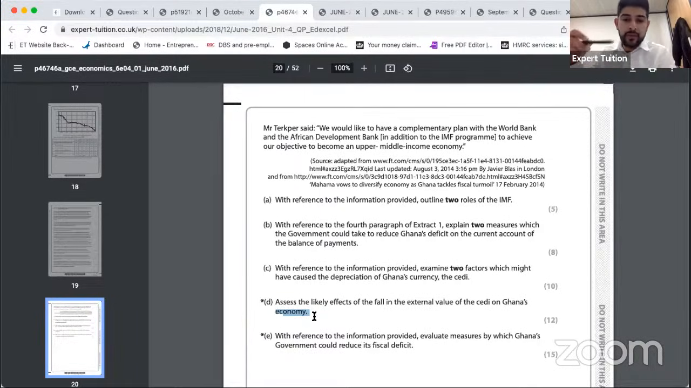So you go, okay, if the Ghanaian currency, the CD, has depreciated, are they more or less price competitive? Well, the answer very clearly is more price competitive. We're now hopefully rolling easily from here. We go, they are more price competitive. Therefore, what's likely to happen to their exports? Exports are likely to rise.